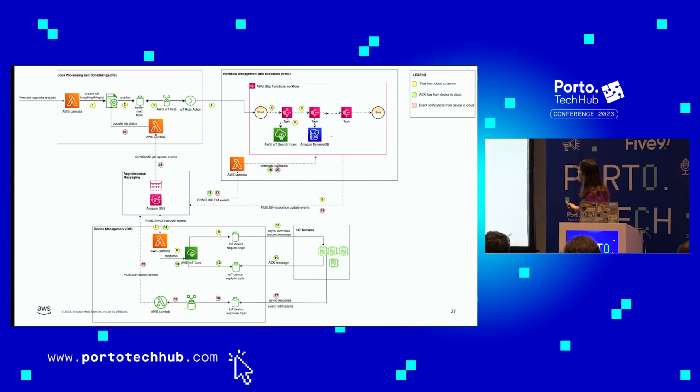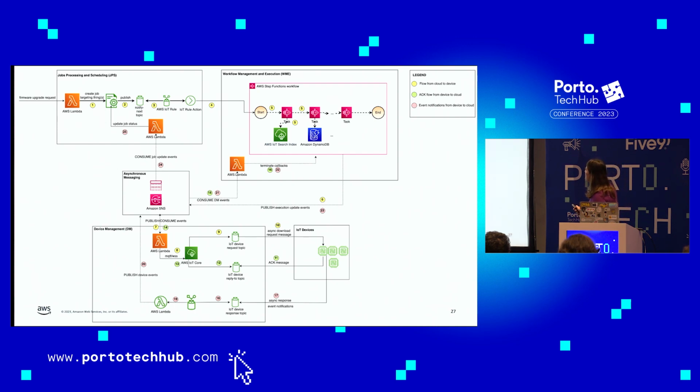Then I have a Step Functions execution that will pick up the message from the IoT topic and start an execution of the workflow. The workflow is a Step Functions workflow, and every task has a different responsibility and will separately interact with other AWS services like the indexing service from IoT or DynamoDB.